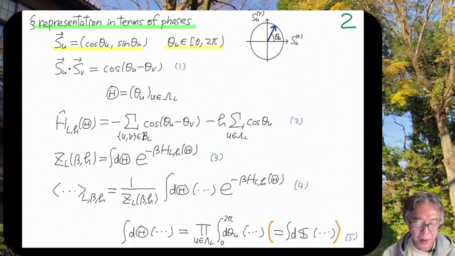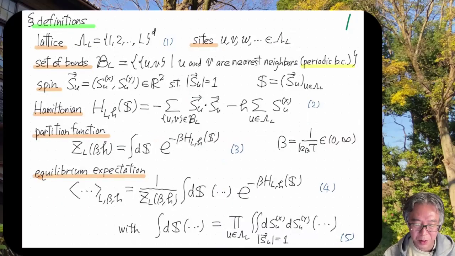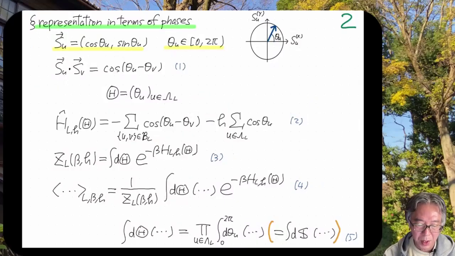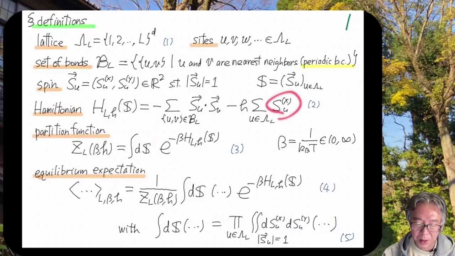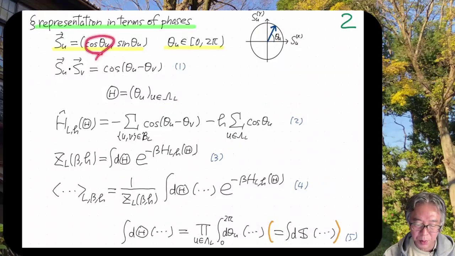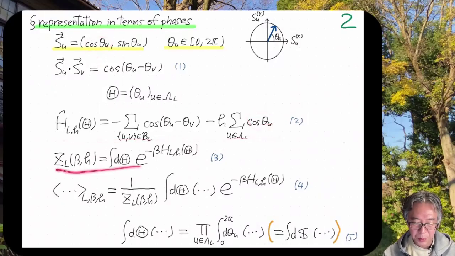So this is a picture, and then you easily find that this kind of inner product is written as a cosine of the difference in angles. So this denotes a collection of all these angles. So we use this instead of spin configuration. Okay, and then this is the Hamiltonian. Well, I think it's trivial. Here you have this S dot S, so it's written like this. And here you have S x, the x component of spin, and x component is cosine. Okay, so this is our Hamiltonian, and this is partition function.